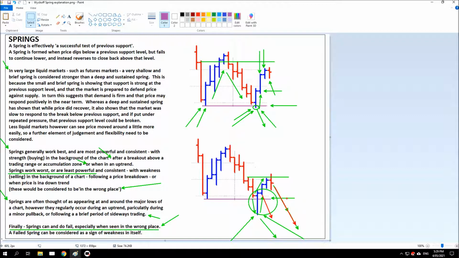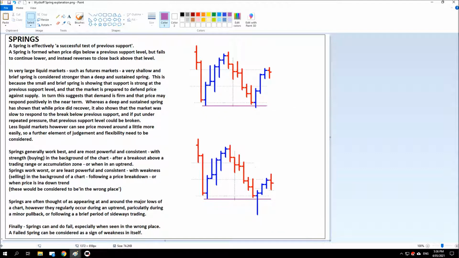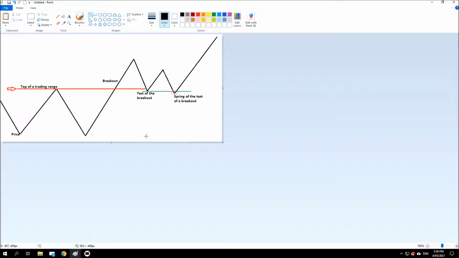Let's look at a couple more examples. Over here you can see price trading in a range. And then price breaks out above the range. Price comes back and tests for strength. Strength is found to be present. And then there's a secondary test. You can see this time, price dipped just below the previous test for strength. So the secondary test is a spring of the test of a breakout. Here's the breakout. Here's the test of the breakout. And this is the spring on the test of a breakout, where price just dips below.